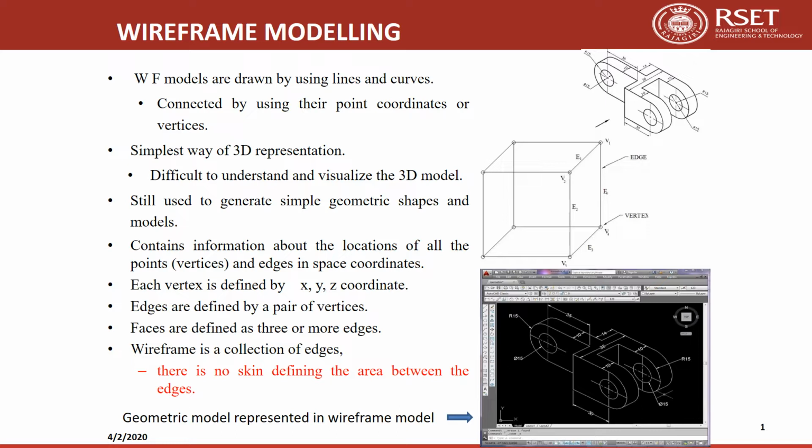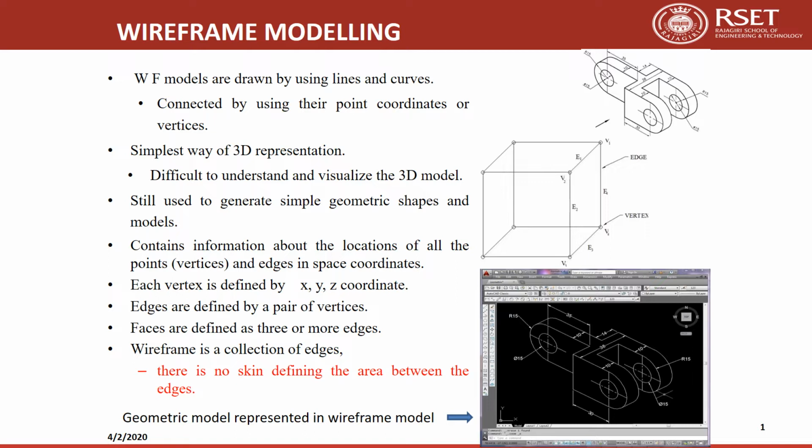geometric shapes and models. Wireframe models contain all information about the locations of all the points and edges in space coordinates. Each vertex is defined by the x, y, z coordinate. Edges are defined by a pair of vertices. Then faces are defined as three or more edges. Now a wireframe is a collection of edges. There is no skin defining the area between the edges.